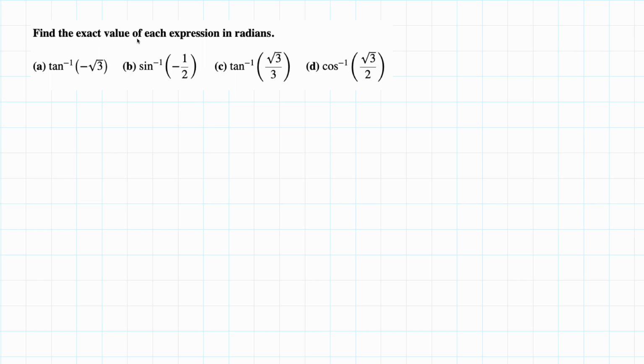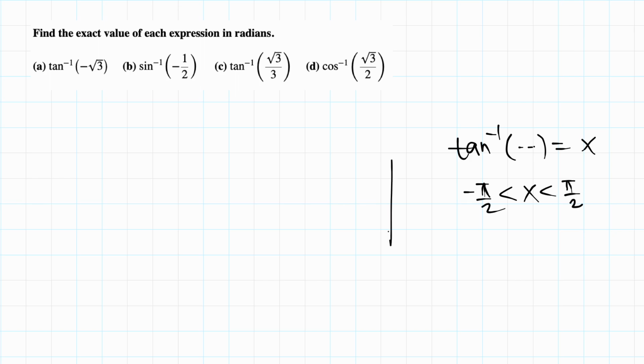Find the exact value of each expression in radians. So we got tangent inverse of negative root 3. Okay, we know that tangent inverse of something, that will be x, that's the range of tangent inverse, when x is in between negative pi over 2 and pi over 2. And the endpoints are not included. So pretty much negative pi over 2 to pi over 2, and the values should be here.